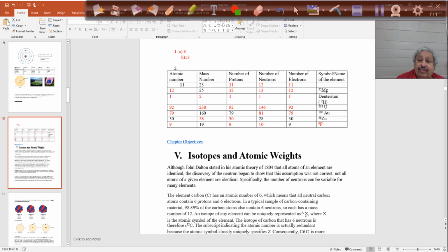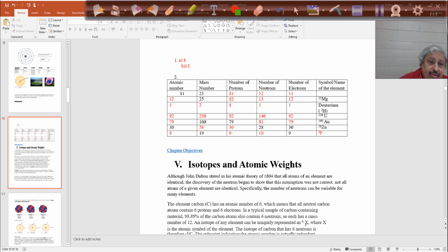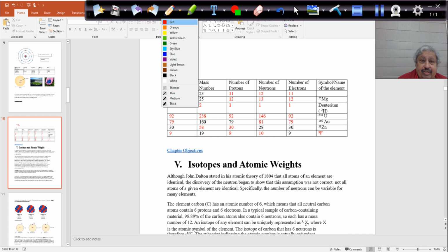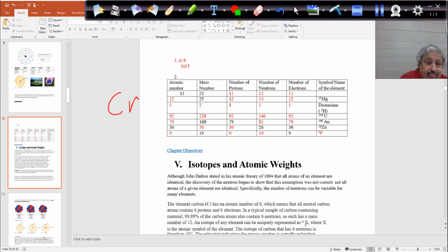Now, before we go further, you can pick any element of your choice. We'll determine the number of protons, electrons, and neutrons. Pick any element you like. Which one? Chromium, Cr? Okay, chromium. You can look at the examples here. Chromium has the atomic number on top. The atomic number is what? 24.